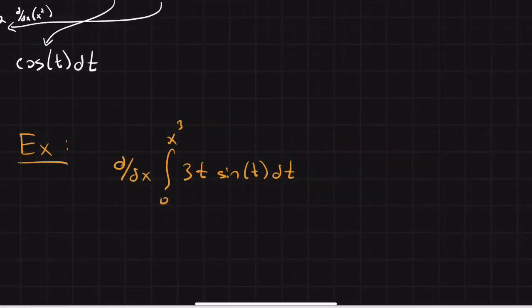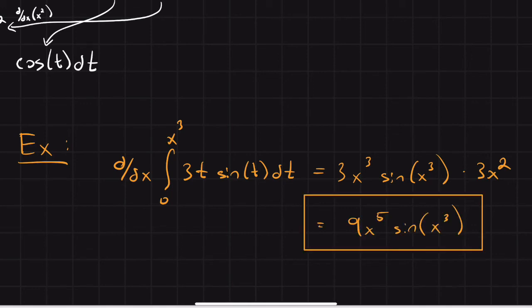So here's a quick example of using chain rule with the second FTC. Let's say we want to find the derivative of the integral from 0 to x cubed of 3t sine of t dt. So all we need to do is substitute in that top boundary, the x cubed, in everywhere we have a t. That would give us 3x cubed times sine of x cubed. And then the chain rule part would be multiplying all of that by the derivative of the top boundary. So the derivative of x cubed is 3x squared. We can then simplify this as 9x to the 5th power times sine of x cubed.